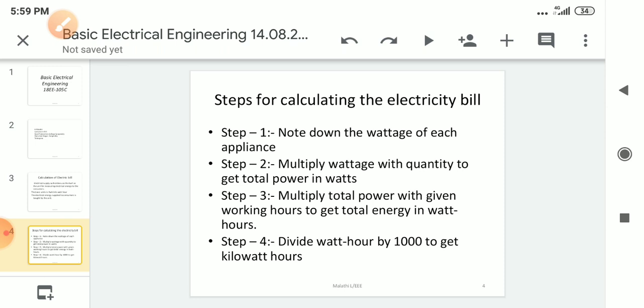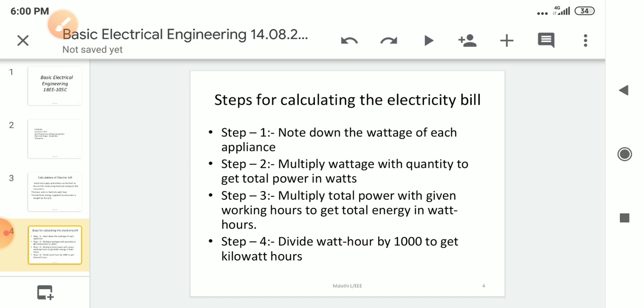After that, the second step is multiply the watt with quantity. Here if you have one fan in your room, and like that 3 or 4 rooms are available in your house, then how much quantity of fans do we have in your house? 3 fans. So you have to take that quantity also. If we have an iron box, it is single, mixie is single, fans are 3, lights are 4, like that. We have to consider its quantity. And the next step is multiply total power with given working hours.